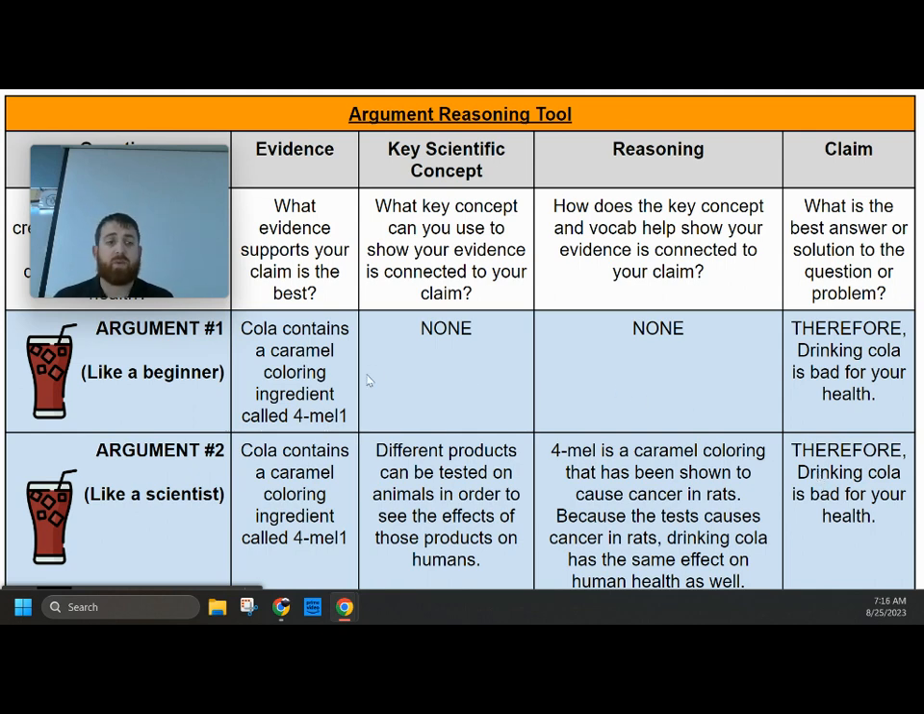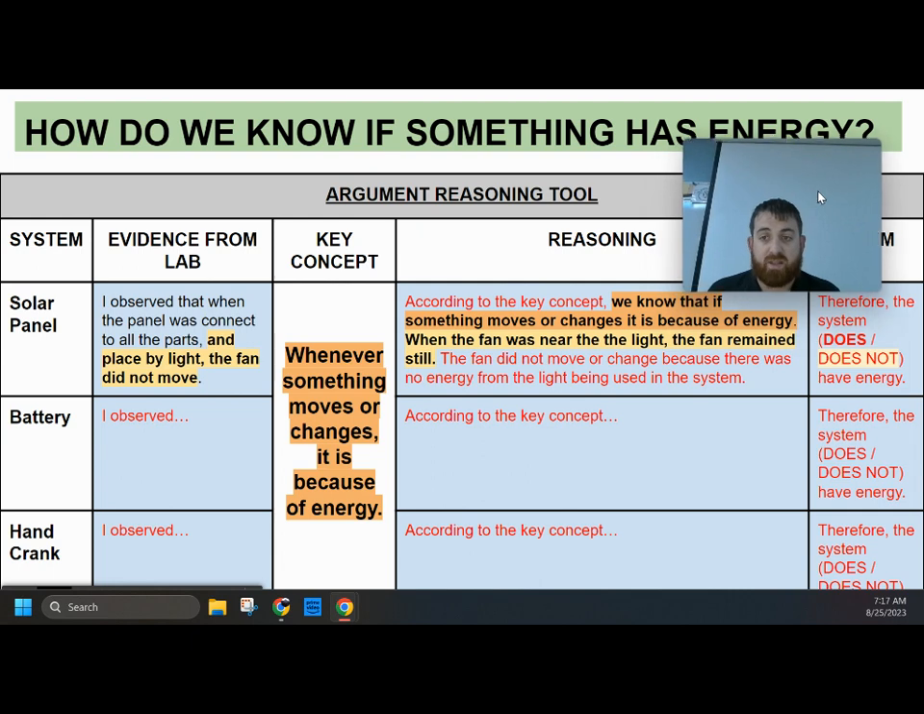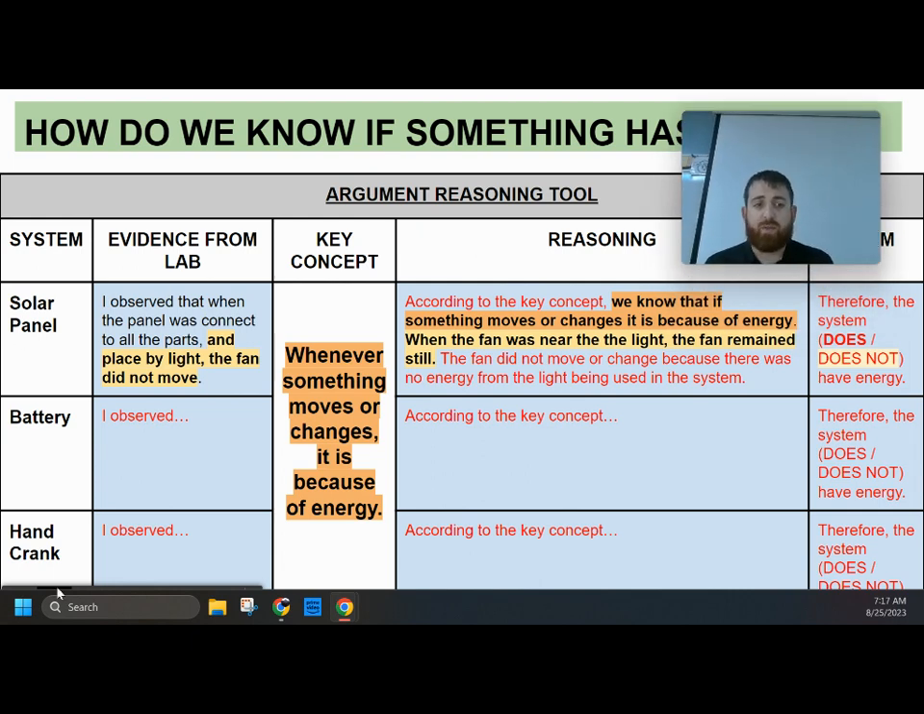Your job is going to be to use the data you have from the lab to create an argument reasoning tool for how you know something has energy, more specifically our systems. It's going to look as follows. We have our 3 systems here. You're going to put the evidence that you collected in the evidence section. What did you observe? We have our key concept that we created: whenever something moves or changes, it is because of energy. And then you're going to put it all together in your reasoning to make a claim.